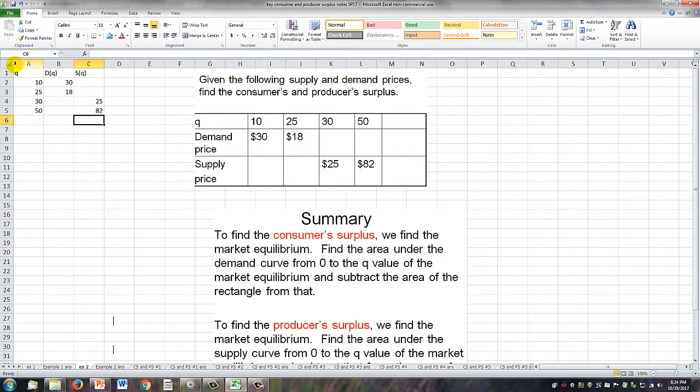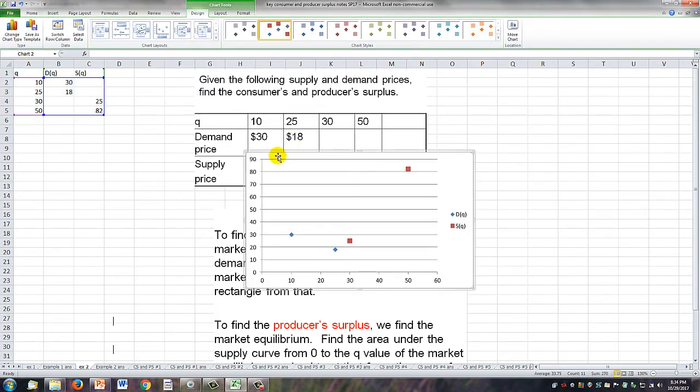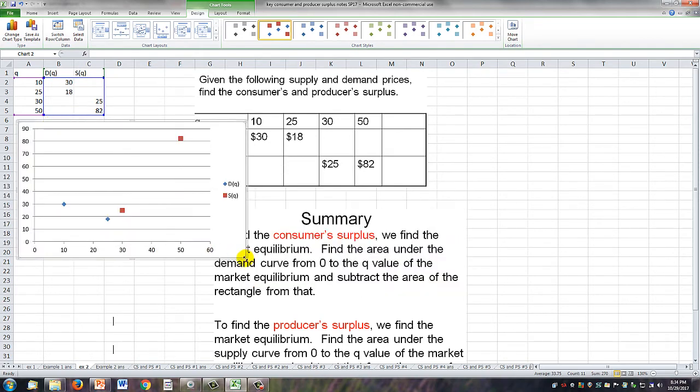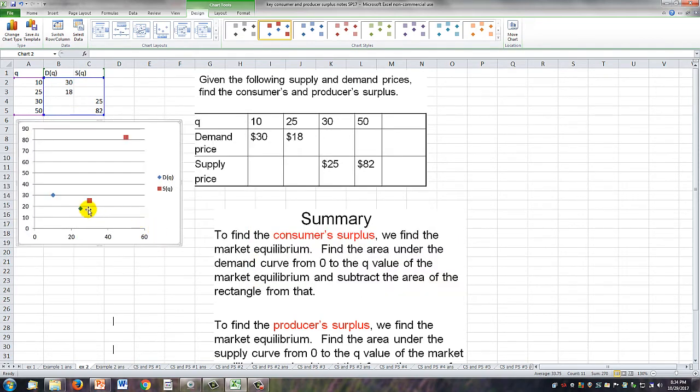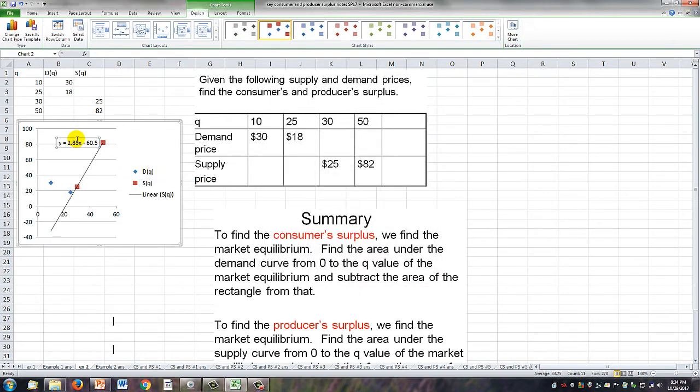And so remember, if you type it in this way, Excel is really good at understanding what you mean, but just to be sure, you want to hover over the points. So let me do that. So these red dots are the points 30, 25, and 50, 82. So that's going to be my supply curve. So I'm going to add a trend line, make it a line, and I don't need my R-squared value. So this is my supply curve, and I can go in and edit. So this is S of Q, and this is Q.